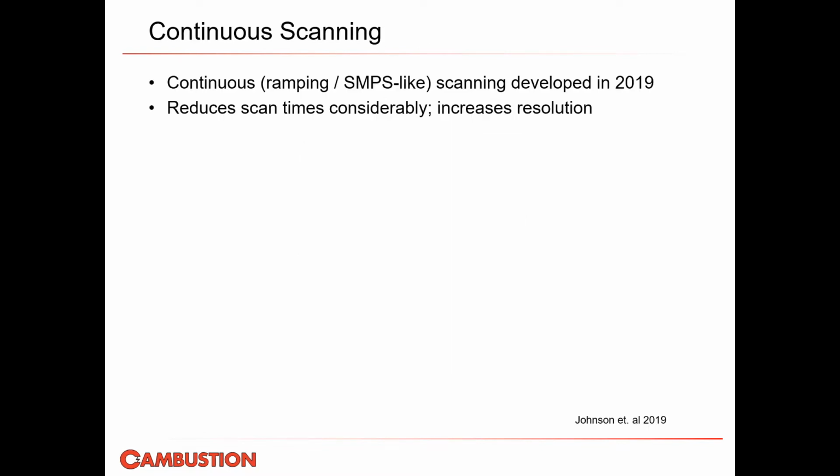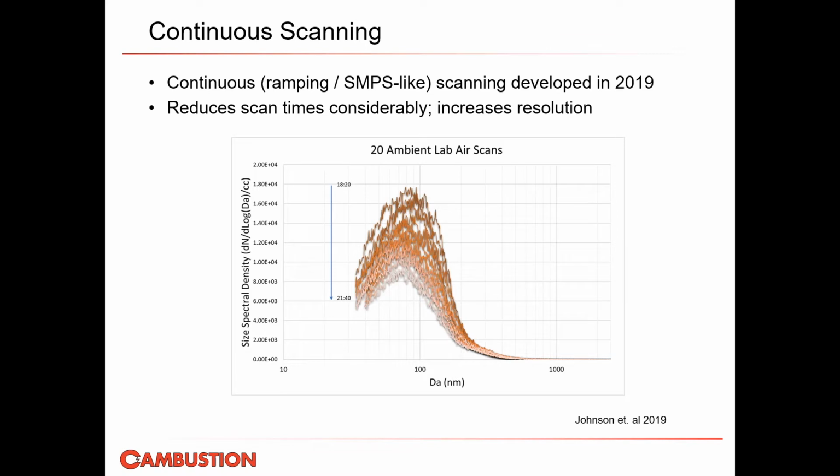As I said, in 2019, we developed continuous scanning, or ramping scanning, which reduces the scan times considerably and increases the resolution. Here's an example of some results from that. So this is the aerosol lab at Combustion in Cambridge. The scans start at 18:20 in the evening when people start to go home, and by 20 to 10 in the evening, you can see that the concentration has reduced in time as we take continuous scans over that period.